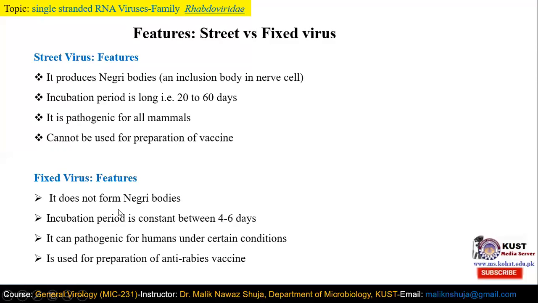The features of fixed virus: it doesn't form Negri bodies because the pathogenicity has been reduced or fixed in the laboratory by culturing it again and again in the brains of rabbits. The incubation period is constant, between 4 to 6 days. It is pathogenic for humans under certain conditions, and it can be used for the development or preparation of antibodies and vaccine.